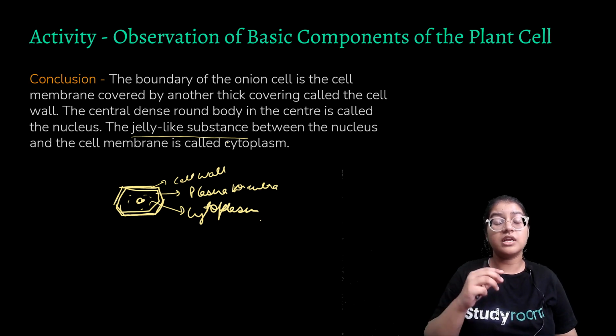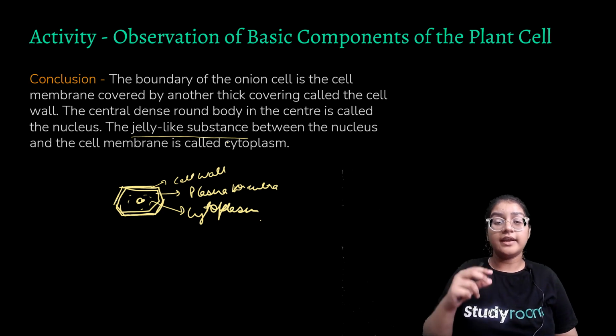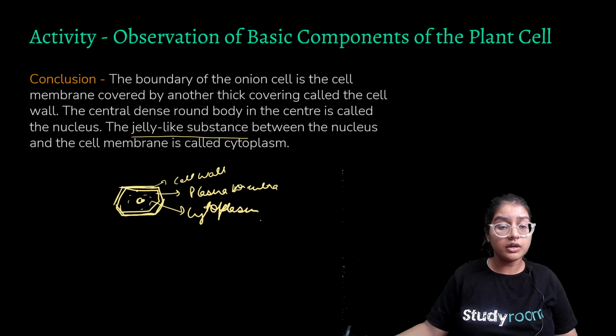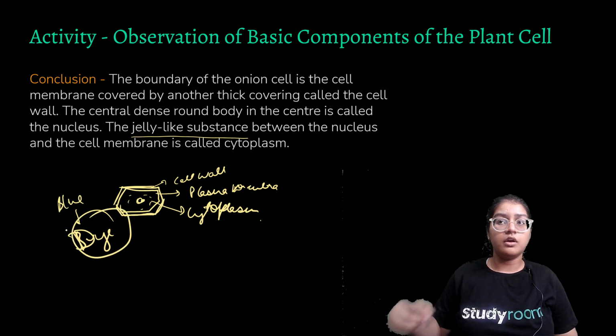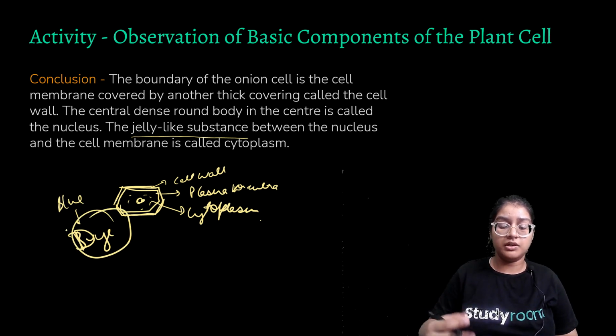So it has a cell wall. The cell wall is a characteristic property of the plant cell, and even bacteria have a cell wall. So why was the blue color observed? Because we used dyes to make it more visible, more appealing and more distinguishable.